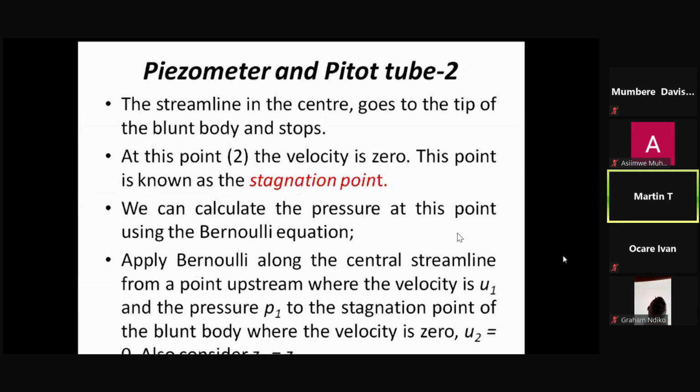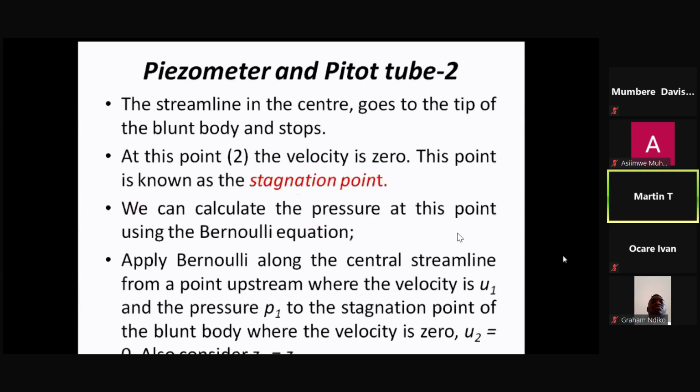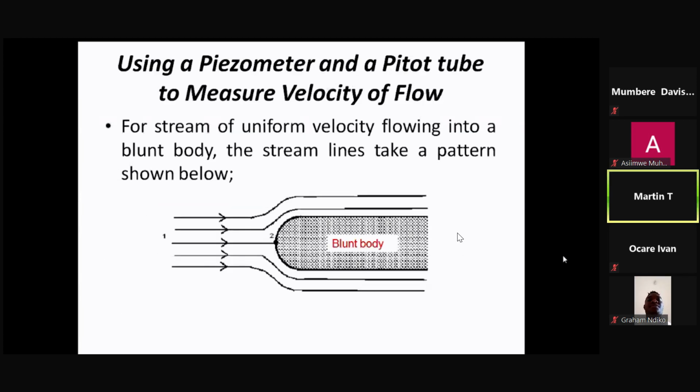Okay? Now we have said that at point 2, the velocity is 0 because there is stagnation. The streamline has come into a solid body, so the velocity is 0. The solid body causes stagnation at that point. So the velocities are 0, and we cross out the term with V2 squared. Okay.